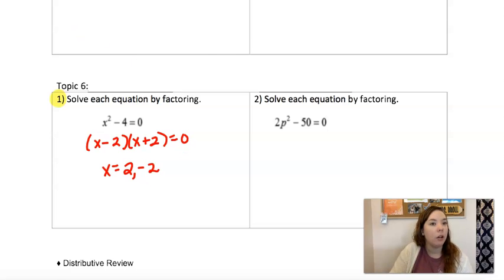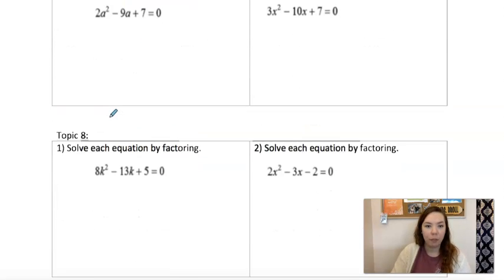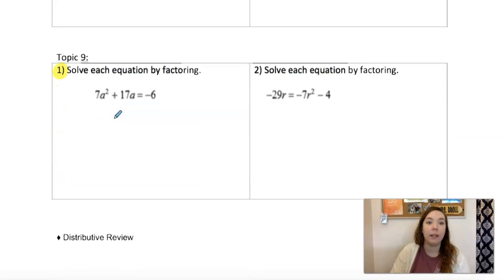Moving on to our third page. I'm going to start at topic 9. Problem 1, this one says solve each by factoring, but it's not equal to 0 yet on the right-hand side, so I need to make it equal to 0 on the right-hand side before I can factor. So I'll add 6 to both sides.